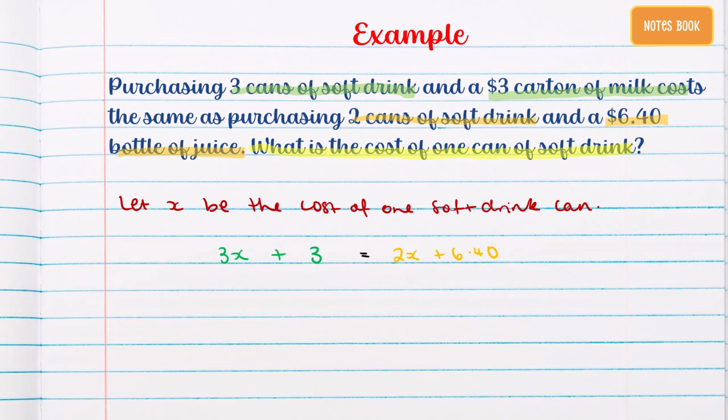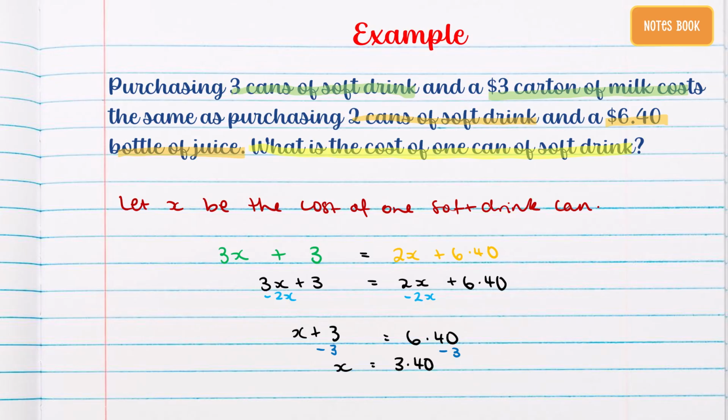Right, now it's a matter of moving stuff around like I usually would, okay? Now we're just solving this now that we're down to this point here. We're solving this like we would any other problem. So I'm going to subtract 2x from both sides, leaving me with x plus 3 is equal to $6.40. And then I'm going to subtract 3 from both sides, leaving me with x is equal to 3.40, okay?